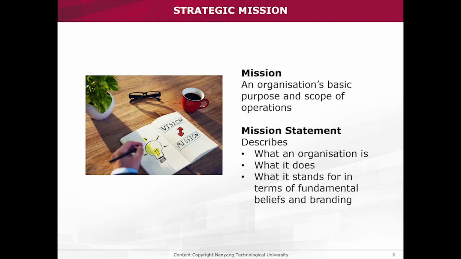For example, Facebook's mission is to give people the power to share and make the world more open and connected. And Nike's mission is to bring inspiration and innovation to every athlete in the world.